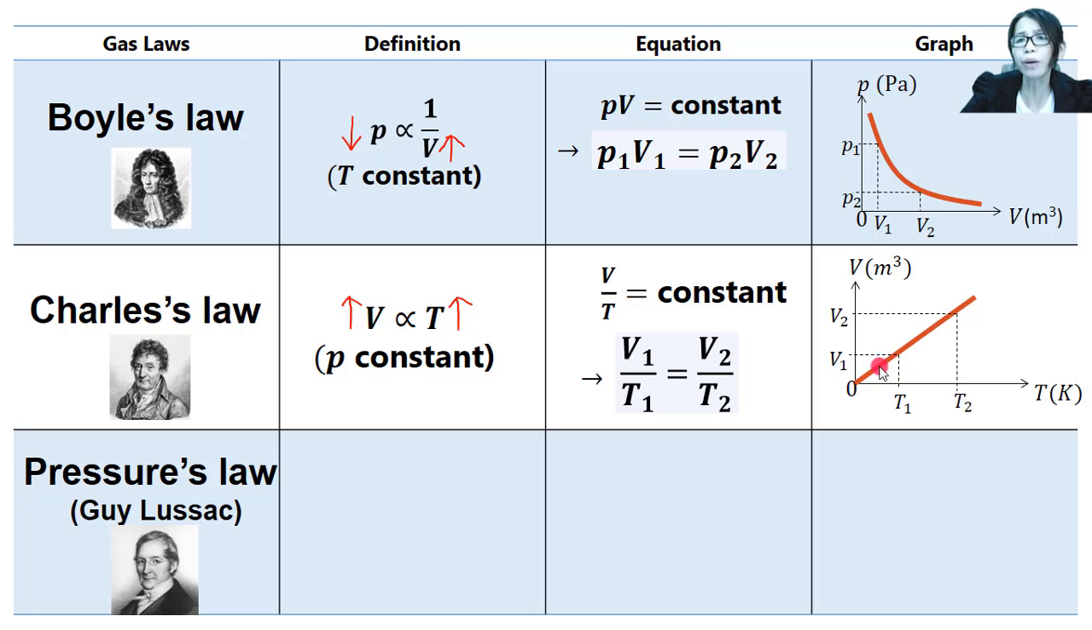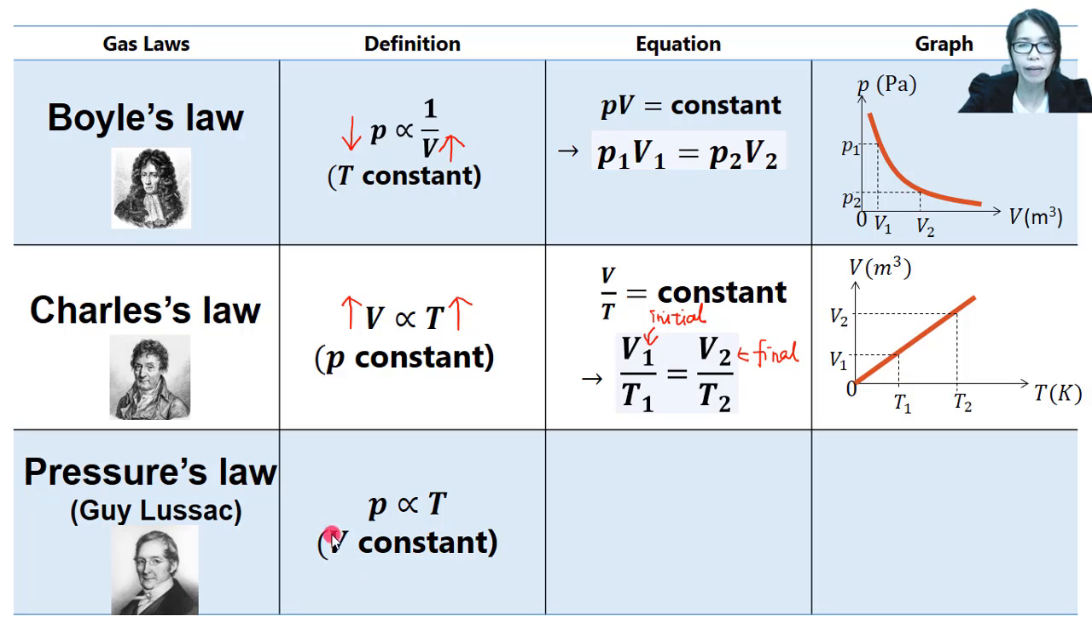How are we going to relate the initial condition and the final condition? We have V1 over T1 equal to V2 over T2. Always bear in mind, 1 refers to the initial condition, 2 refers to the final condition after we make some changes. Alright. The third gas law that we have is the pressure law.